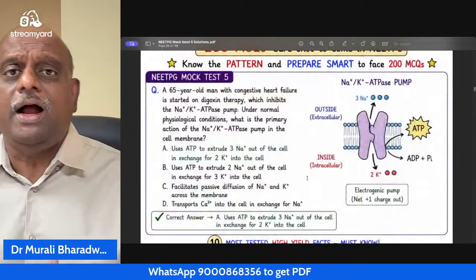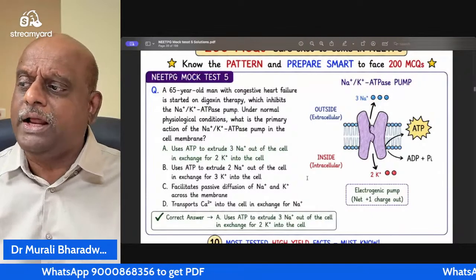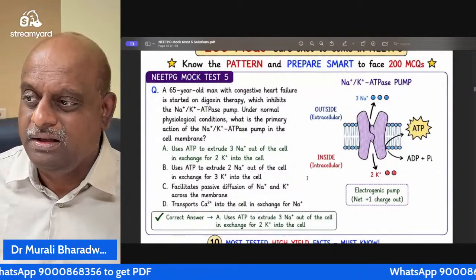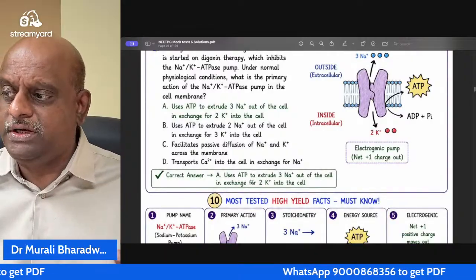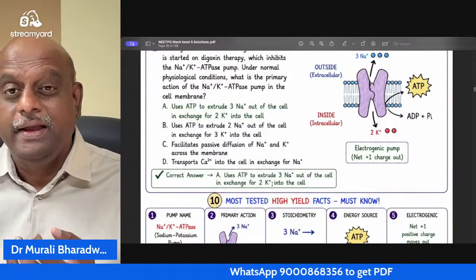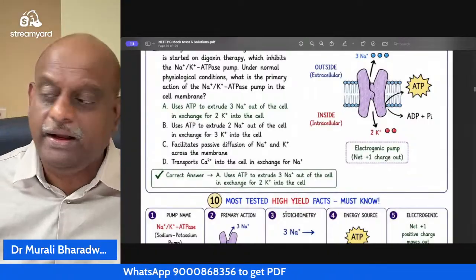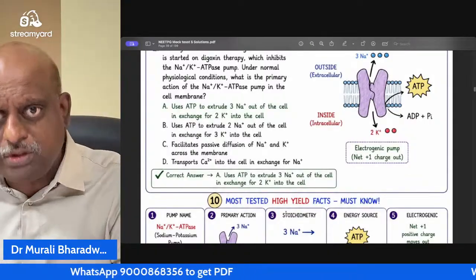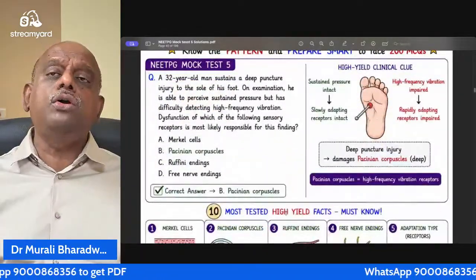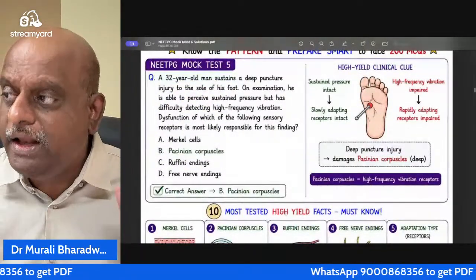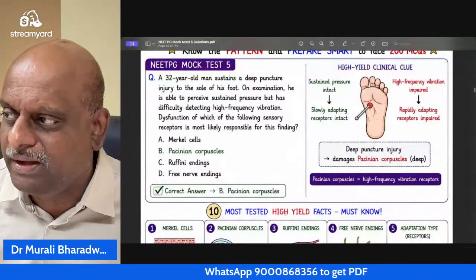A 65-year-old with congestive heart failure started on digoxin therapy. Digoxin inhibits sodium potassium ATPase. So sodium potassium ATPase uses ATP. It will extrude 3 sodium out of the cell in exchange for 2 potassium into the cell, is what you need to remember.